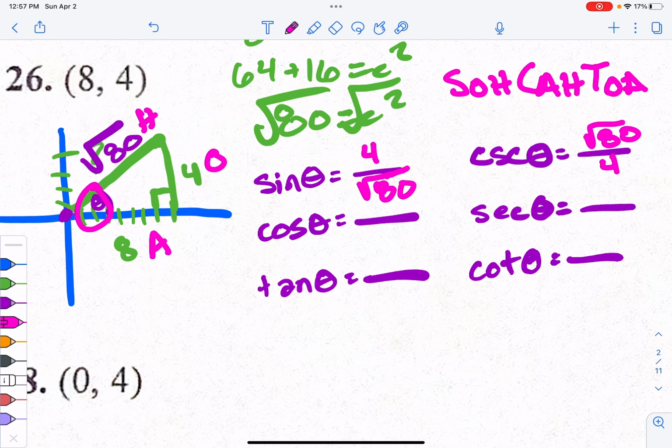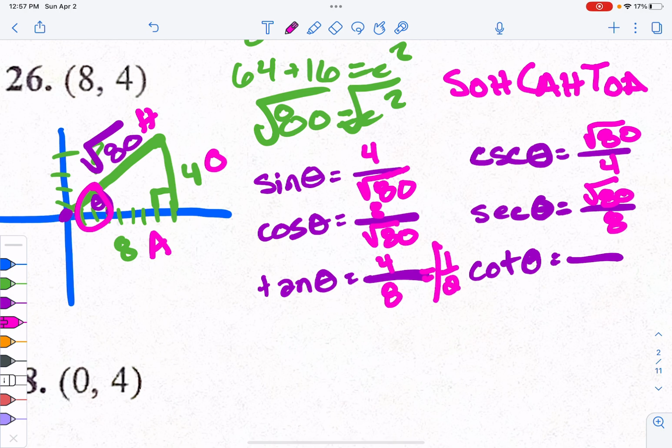Okay, cosine is AH. A is 8. Oh, I'm running into each other. H is the square root of 80, and then we have the square root of 80 over 8. Okay. Tangent is OA, so 4 over 8, which does reduce to 1/2 if you want to reduce it. Okay, and then cotangent would be 2 over 1 when we reduce, or just 2. You could write it as just 2. That would be fine too.